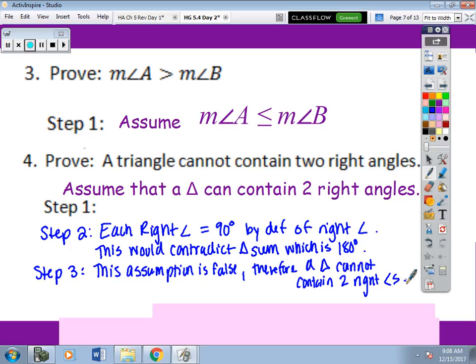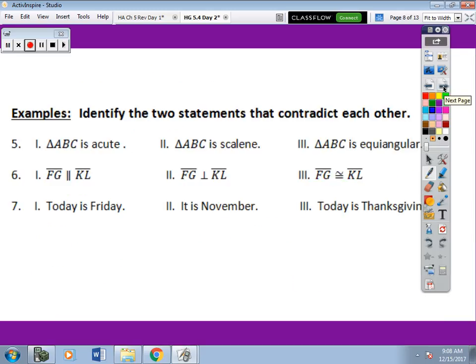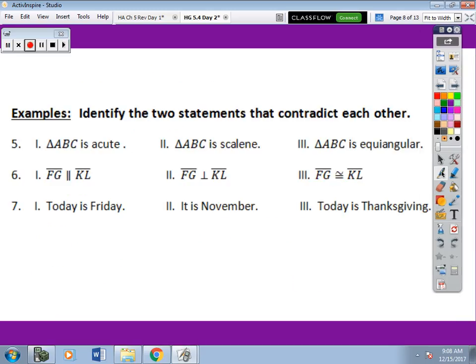All right, so we have a couple statements. They just want us to identify the two statements that would contradict one another. So which two cannot happen at the same time? We have triangle ABC is acute, triangle ABC is scalene, and triangle ABC is equiangular. Which two of those contradict one another, meaning they can't happen at the same time? Is it acute and scalene, scalene and equiangular, or acute and equiangular? Which two contradict one another?